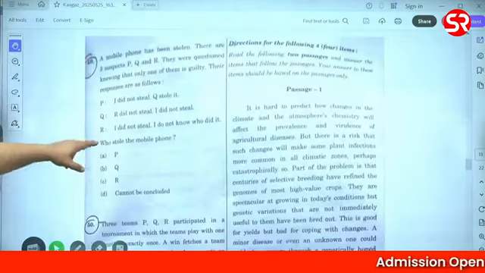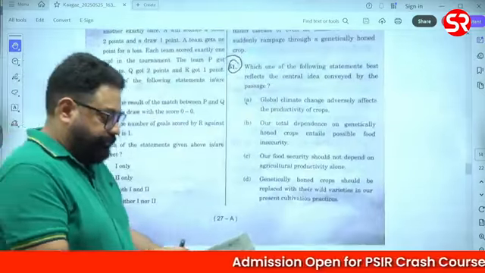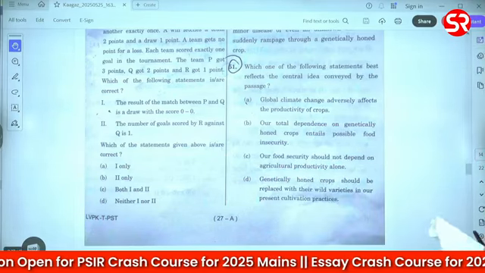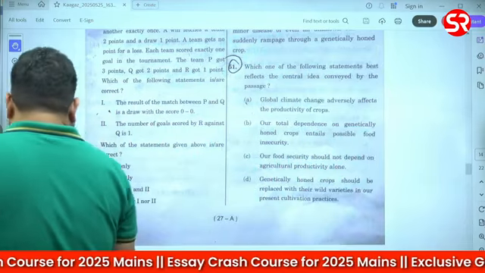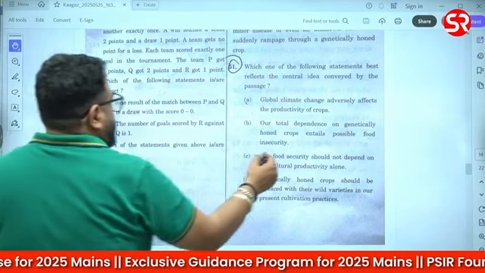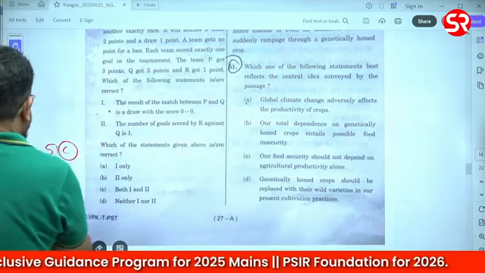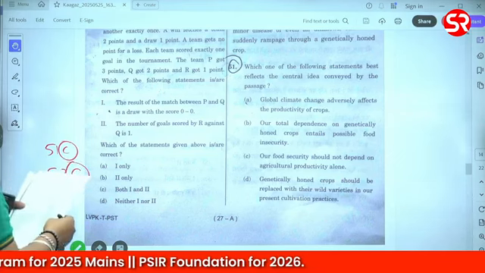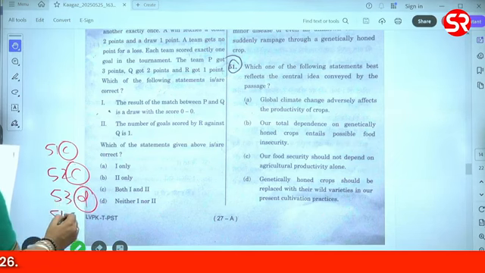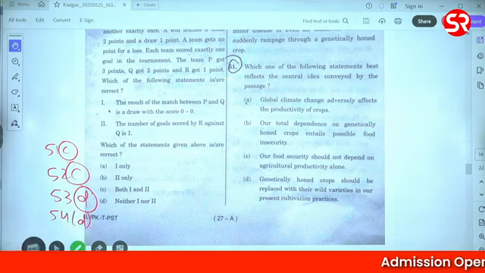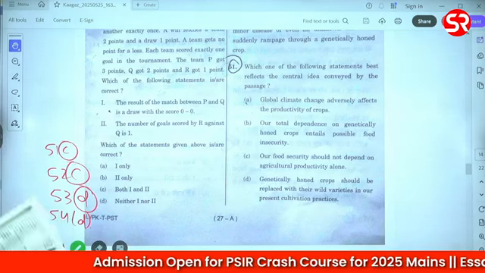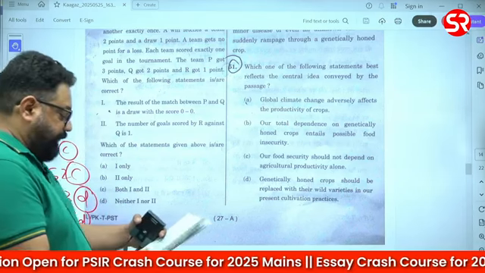Let's move ahead, guys. 51. My answers, right? I don't say everyone's answer, you can check it out. 51 is C, 52 is C, 53 is D, and 54 is D. Kindly mark it. All right. Then comes the C section.